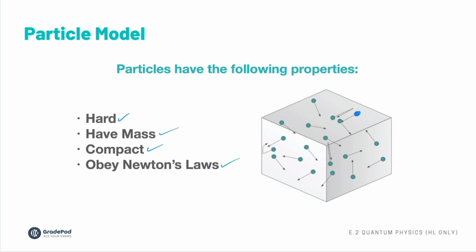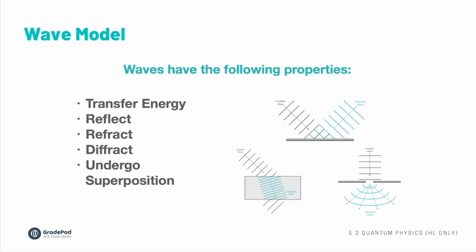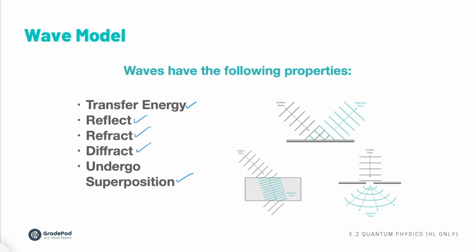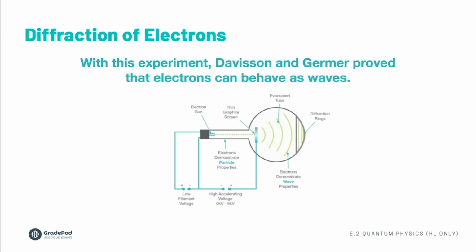Well, if I was to think of an electron as a wave, I'd want the electron to have wave-like properties. And wave-like properties are they transfer energy, they can reflect, refract, diffract, and undergo superposition. And you'll remember all of those actions that waves take from the waves topic. So now we understand the properties of a particle and the properties of a wave. What properties do we expect electrons to show?